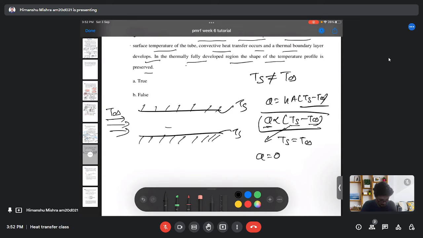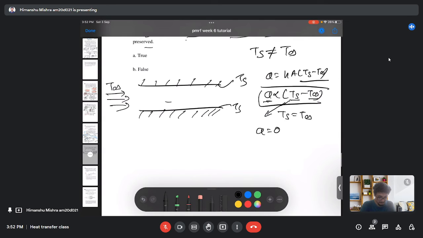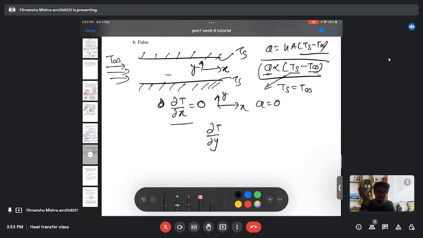Now for the fully developed region, I mean that the temperature profile, del T by del x. Let's say this is my x direction and this is my y direction. By fully developed region, I mean that my temperature will not change with respect to the x location. That means this del T by del x will be zero. So there will be some temperature variation, which can be some constant or variable. Since the surface temperature and the air temperature are different, the temperature will vary along the y direction.